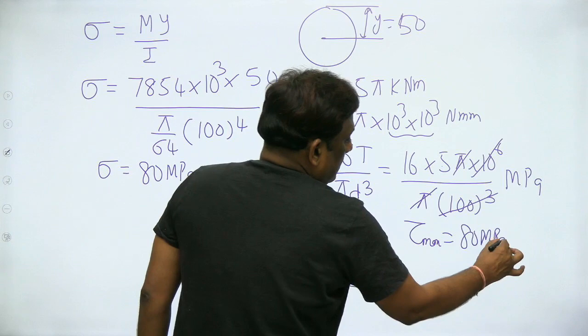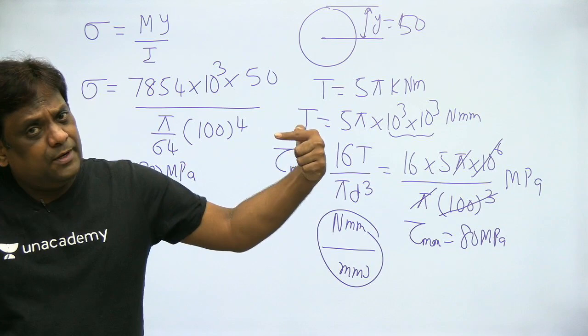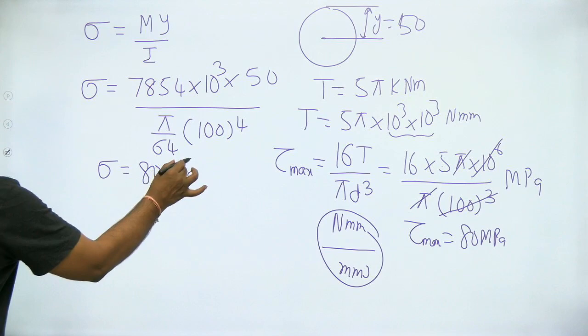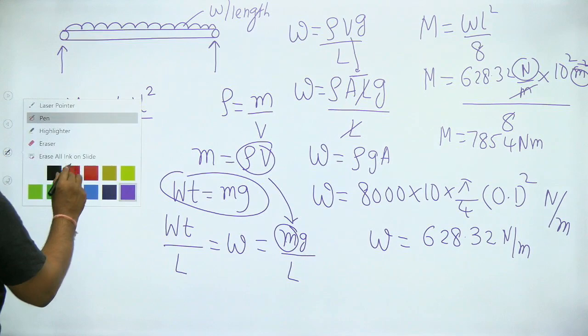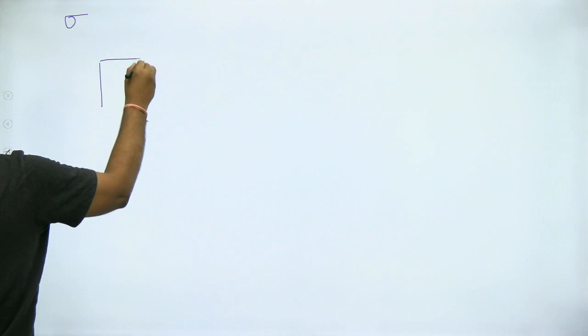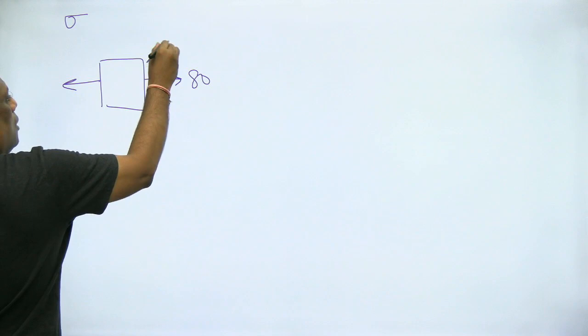Actually, my member is subjected to combined bending. Because of bending, there will be normal stress in the cross section, and it is also subjected to torsional shear. So the maximum bending stress is 80, and the maximum shear stress is 80. Okay, now let's try to calculate, my dear students. Now the value of sigma: this is 80, and this is also 80.